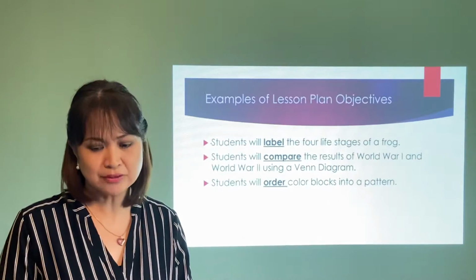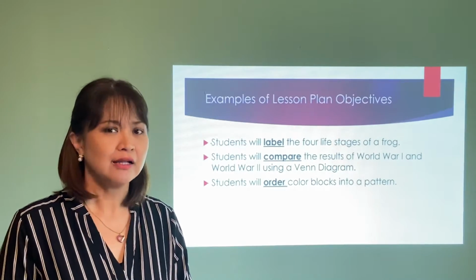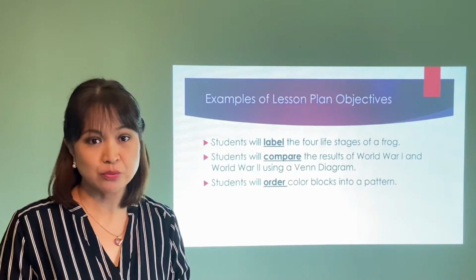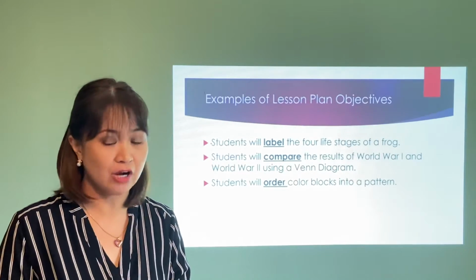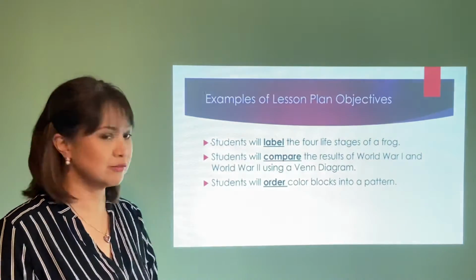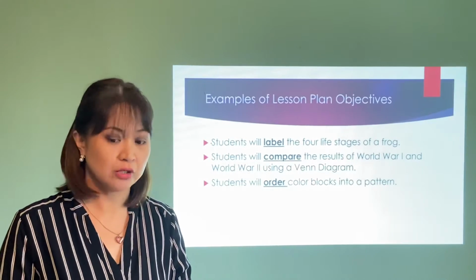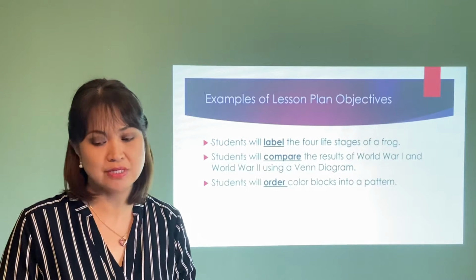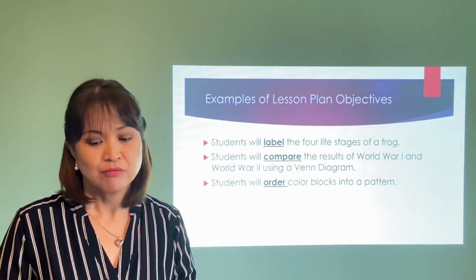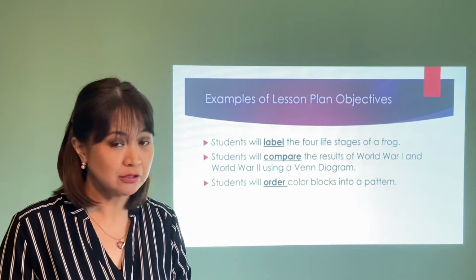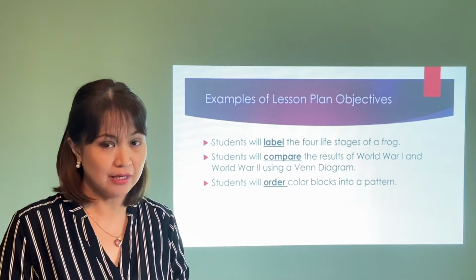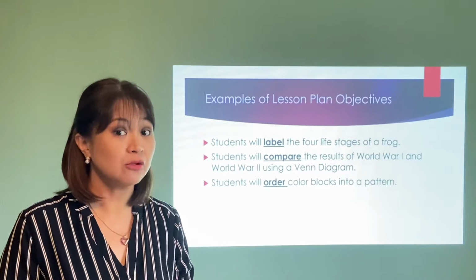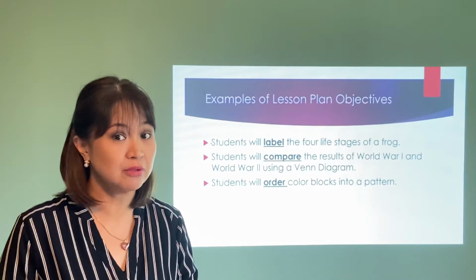These are some examples of lesson plan objectives. I'd like you to notice the verbs that are underlined and bolded. Students will label the 4 life stages of a frog. Students will compare the results of World War I and World War II using a Venn diagram. And students will order color blocks into a pattern. Remember that we use operational objectives or verbs, okay? Label, compare, order are all specific and operational verbs, meaning they are observable and measurable.